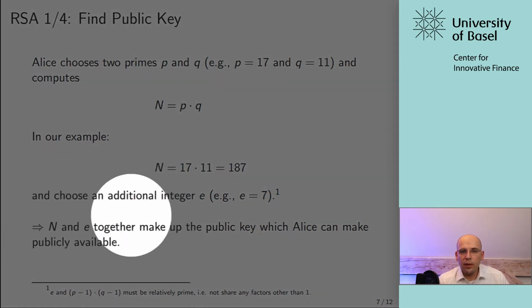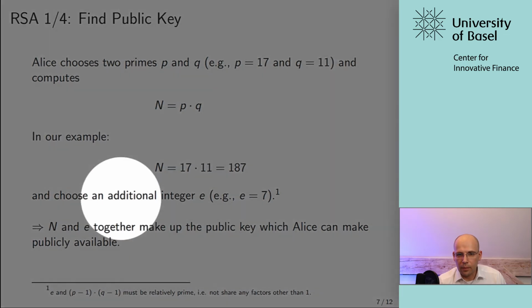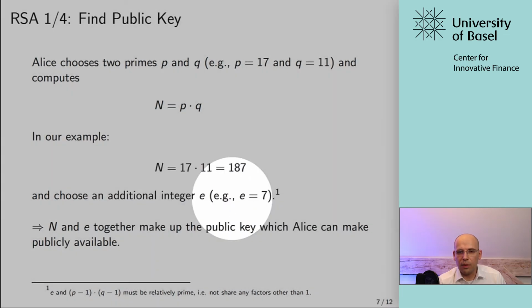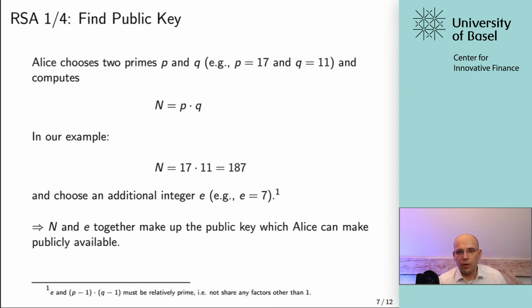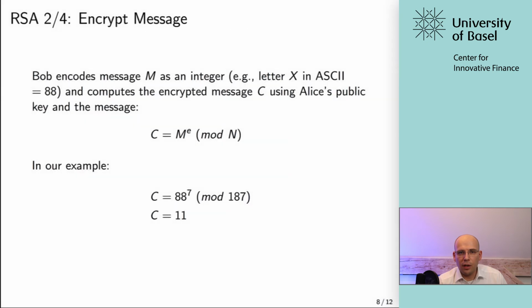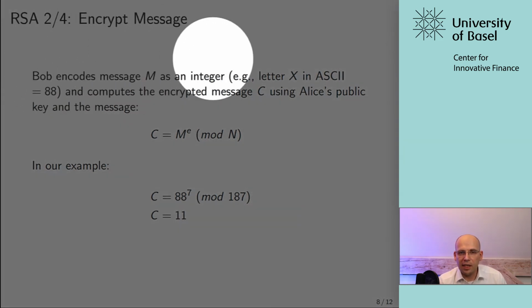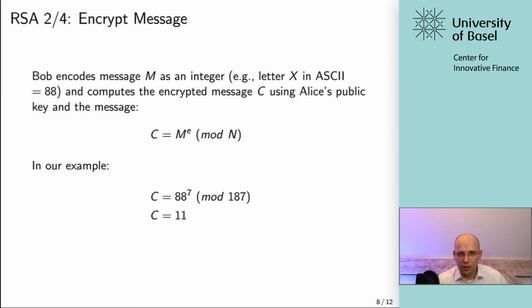Now N and E together make up the public key of Alice. I'm just going to make that publicly available so everyone will know her public key. It's these two numbers: N, which is 187, and E, which is 7. So step 2 is that someone is going to encrypt a message using Alice's public key. In this case, it is Bob, and first Bob encodes the message M as an integer. Encoding is not encrypting. Encoding is just representing it in some value.